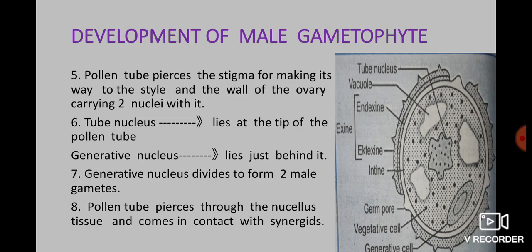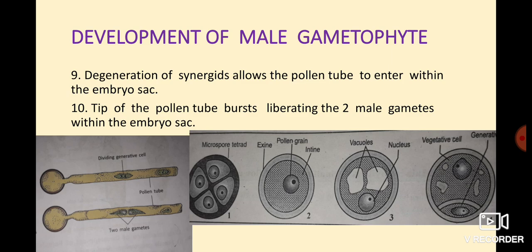The pollen tube pierces through the nucellus tissue and comes in contact with the synergids. So what is happening? The pollen tube has to communicate, so it pierces the nucellus tissue and then comes in contact with the synergids. Degeneration of synergids allows the pollen tube to enter the embryo sac. Since the pollen tube is piercing the female portion, it is expected to come in contact with the female gamete, because the male gamete can move. The female gamete is unable to move and stays at that position only.